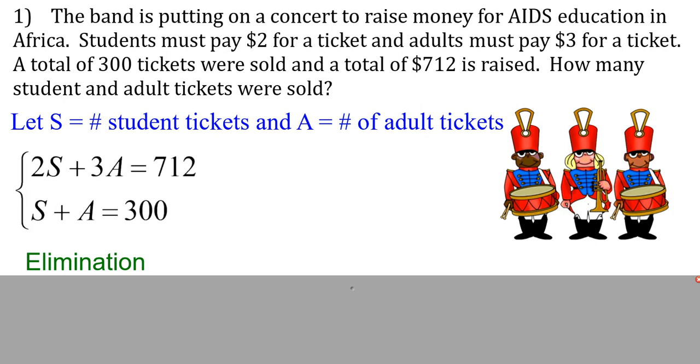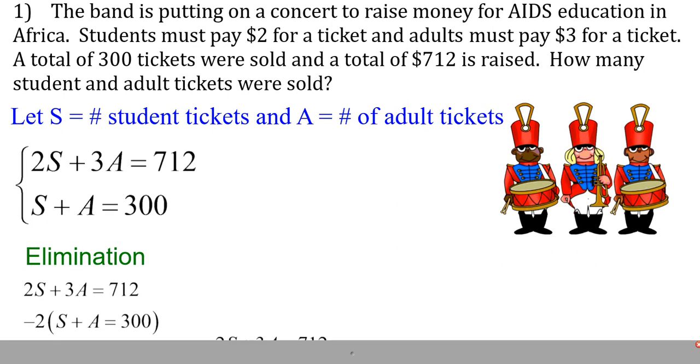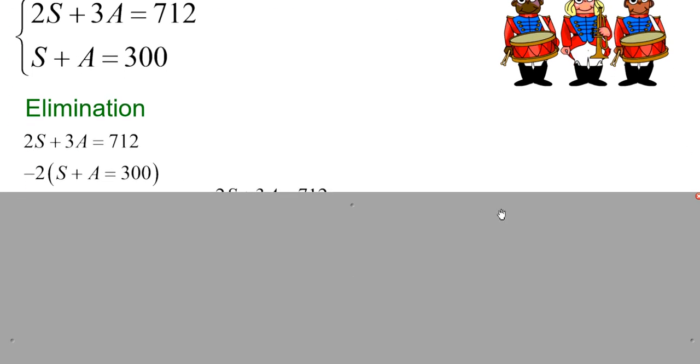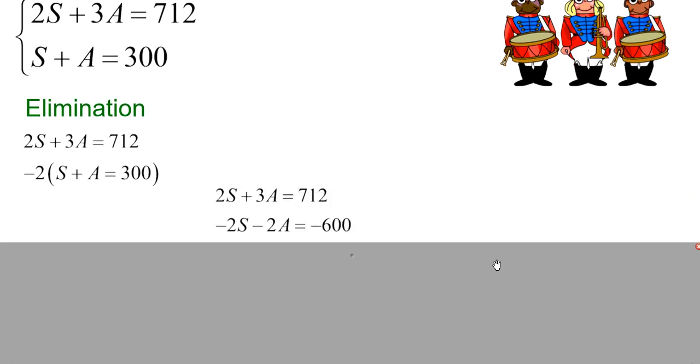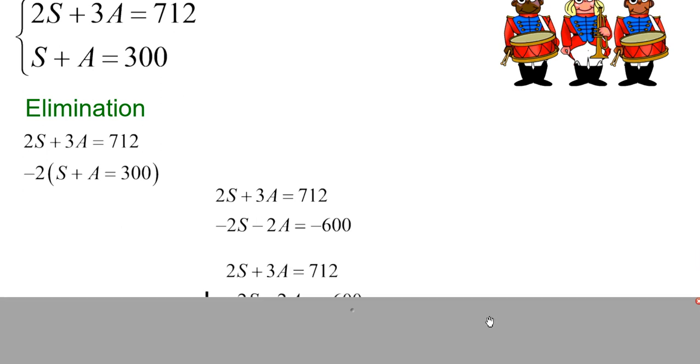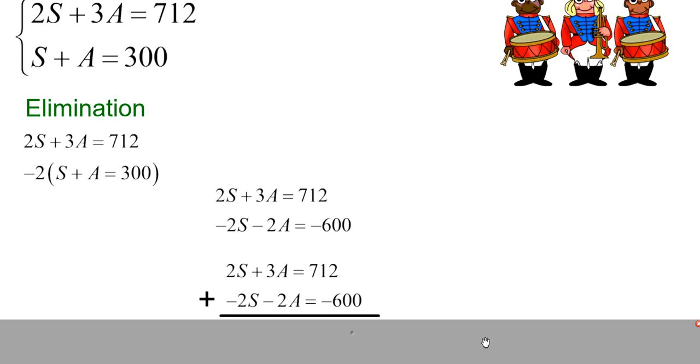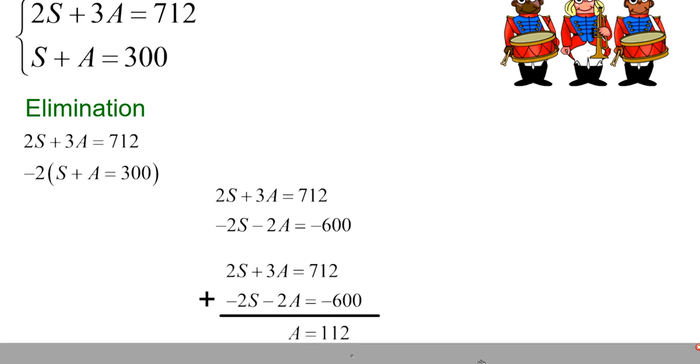So why don't we take the second equation and work on eliminating S. Let's multiply the second equation by -2. In doing so, we would now have -2S minus 2A equals -600. Again, the goal is to add the equations together to eliminate a variable. Well, 2S and -2S is 0. 3A and -2A, that's just A. And 712 and -600, that would be 112.